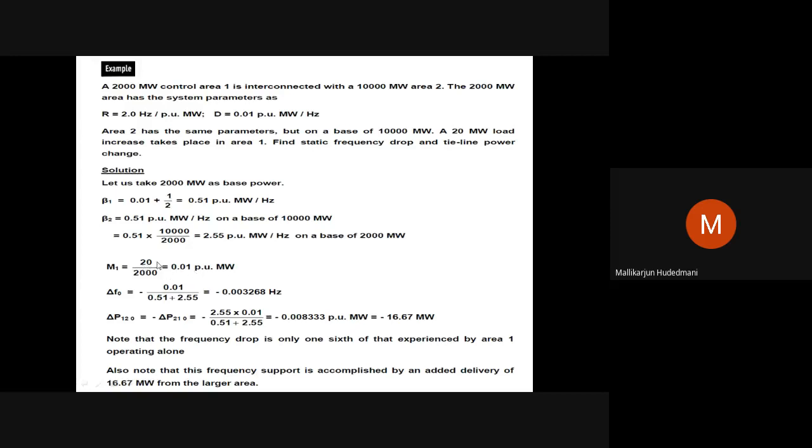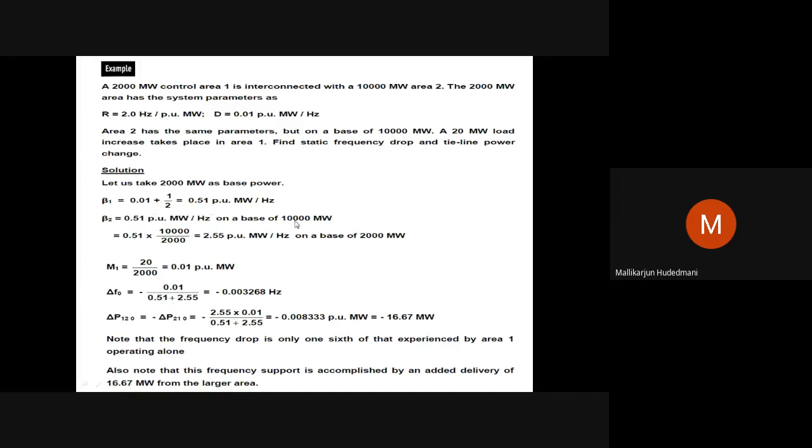Then when I make it 20,000, I mean 20 divided by 2000, 0.01 pu megawatt is the shift in load. Then the steady state frequency deviation. What is the steady state frequency deviation equation? Minus delta PL1 divided by 1 by R1 plus D1 plus 1 by R2 plus D2, which is nothing but minus delta PL1 divided by beta 1 plus beta 2. That's what is done here.